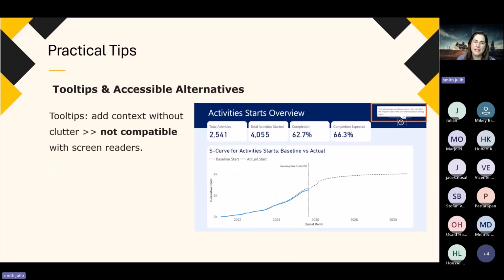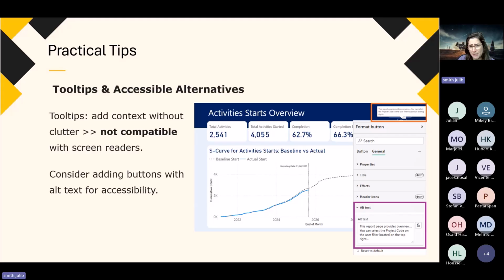Now, tooltips and accessible alternatives. Tooltips are great to add context without adding clutter to your page. So you can use hover over options to give additional information, although they're not compatible with screen readers. So we should also provide an alternative accessible option. Here I added a button, and on my button there is a hover over saying what it's doing, and the same information I added in the alternative text box. So everybody has access to important information.